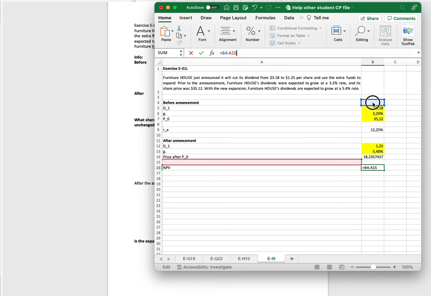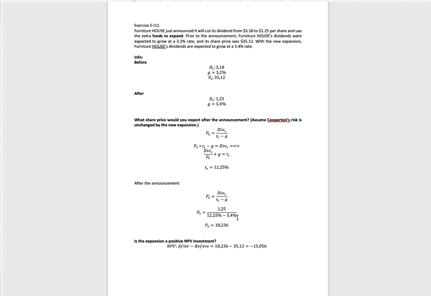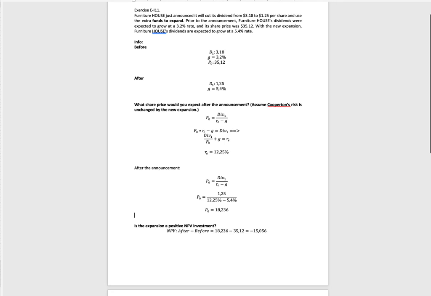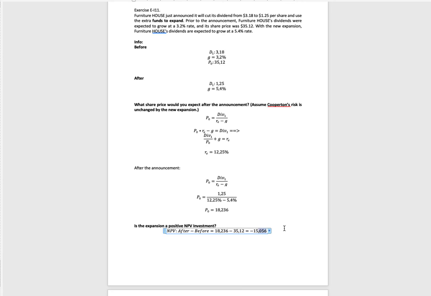It should be the price after the changes minus the price before, like that.